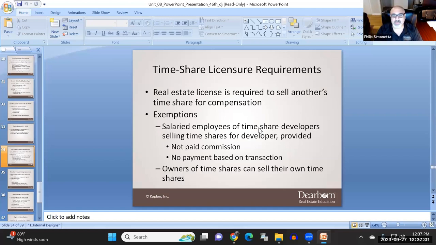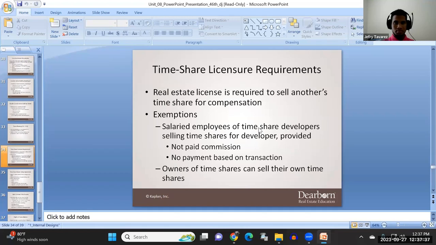Now let's talk about the timeshare licensure requirement. A real estate license is required to sell another's timeshare for compensation. So you have to have a license to sell it. Now there's an exemption. Remember when it's a developer, and remember when it's a property manager under certain circumstances? If you work for a timeshare company and you're a salaried employee of a timeshare developer selling timeshares for that developer, provided you're not paid a commission and not based on transactions, you don't need a license.